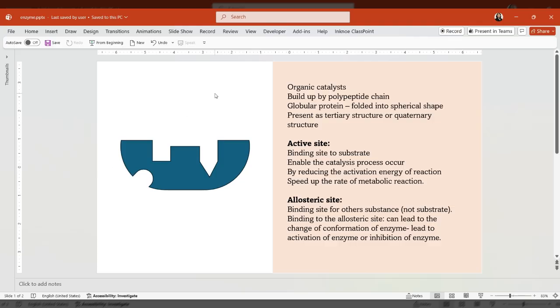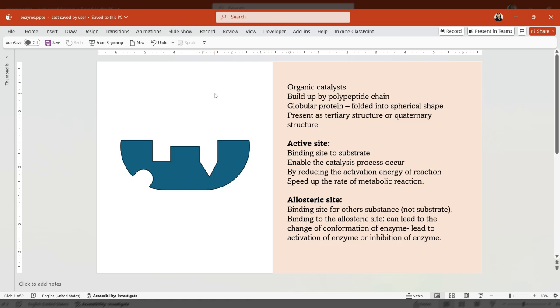So why is enzyme an organic catalyst? Because they are built up by protein. They are formed basically by polypeptide chains. All enzymes are globular proteins because they are folded in specific spherical shapes. They have three-dimensional conformations which enable the protein to carry out their specific function, especially the active site of the enzyme, which has the shape or conformation that fits with the substrate.